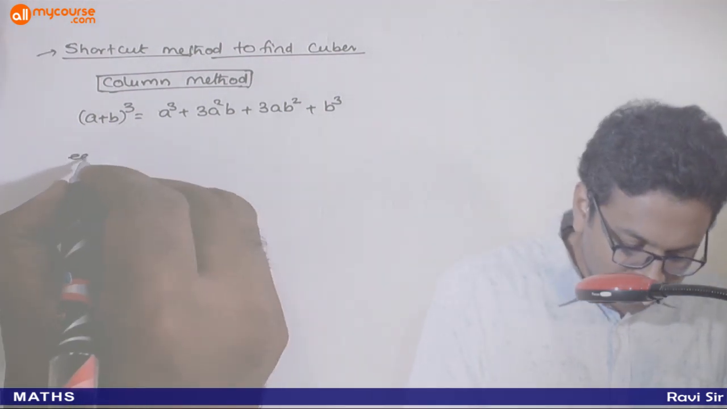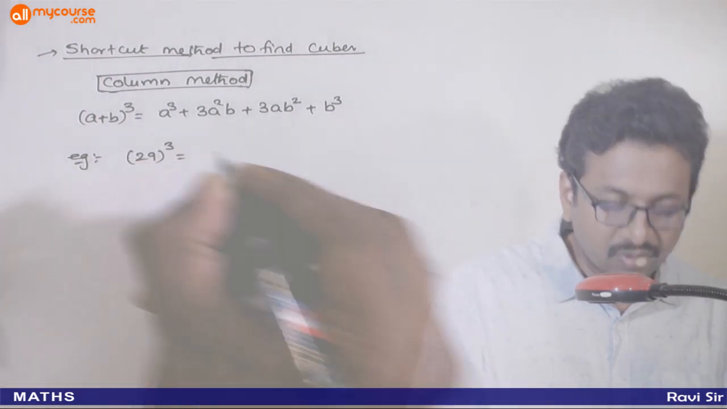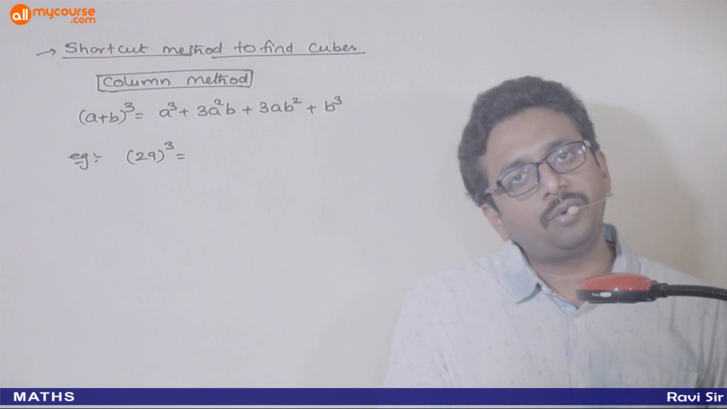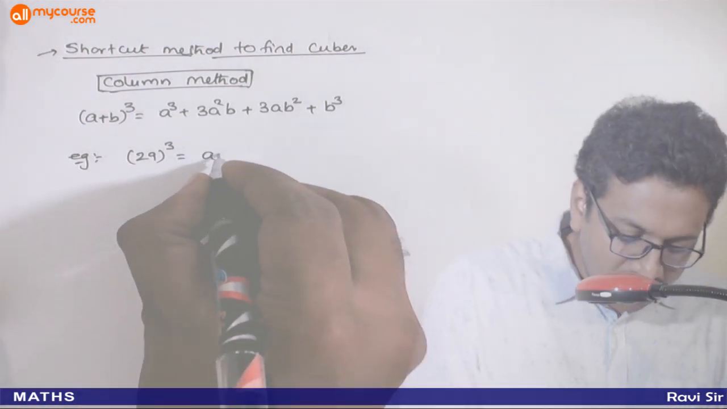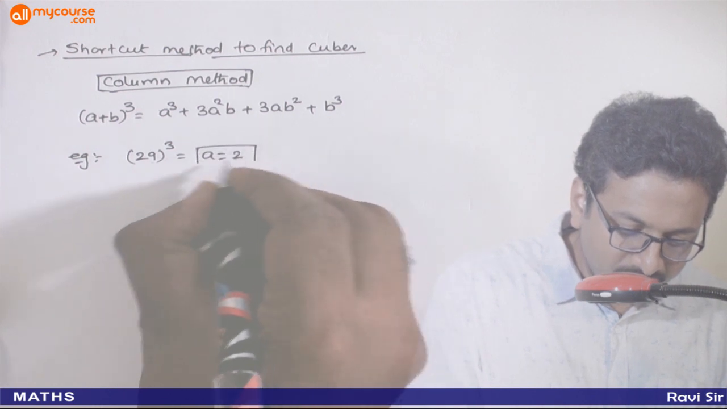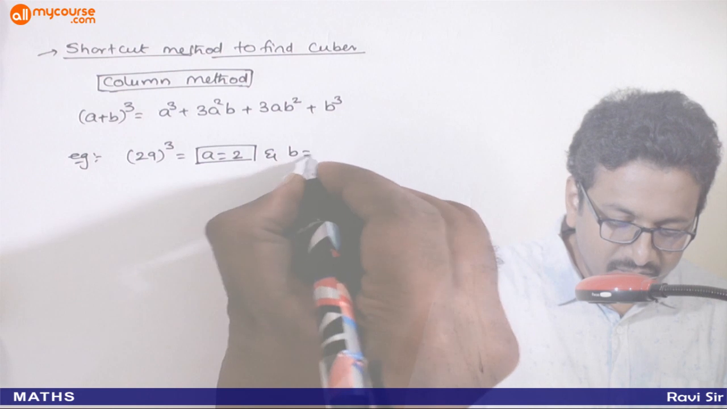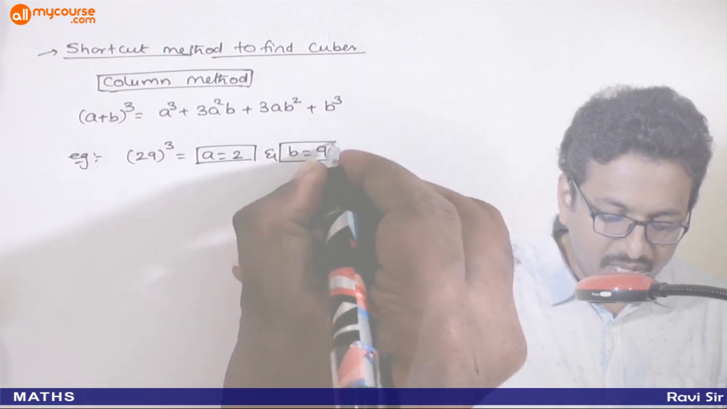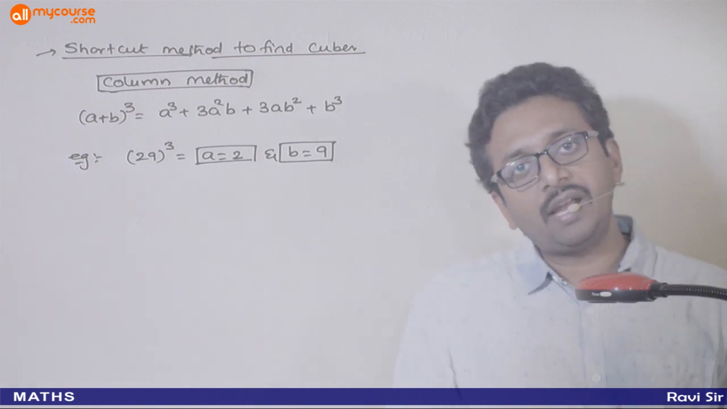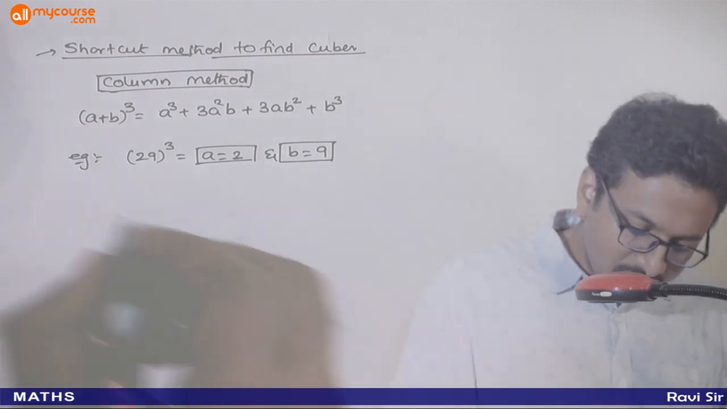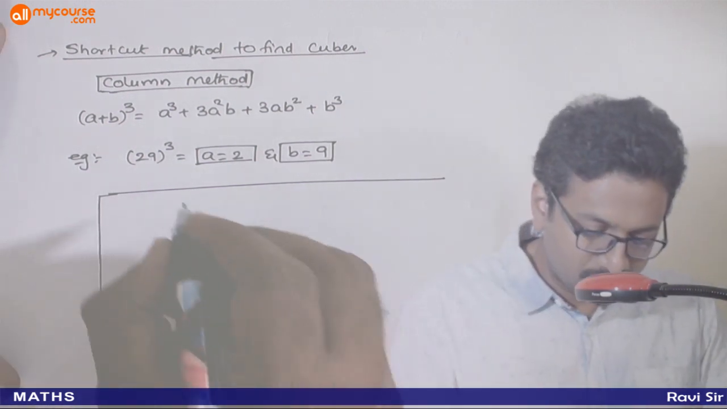For example, if you want to find 29 whole cube, what do I do? Let us take the tens digit as a and the units digit as b. So in this question a is 2 and b is 9. Now you create a box with 4 columns.